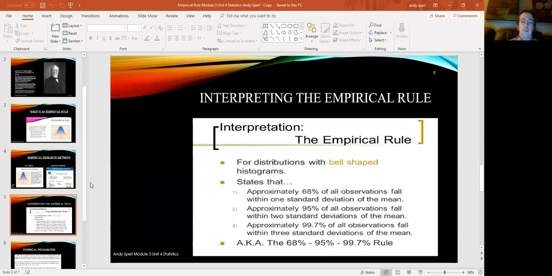Now, interpreting the empirical rule. The interpretation of the empirical rule for a distribution with a bell-shaped histogram states that approximately 68% of all observations fall within 1 standard deviation of the mean. Approximately 95% of observations fall within 2 standard deviations of the mean. And approximately 99.7% of all observations fall within 3 standard deviations of the mean, aka the 68, 95, 99.7 rule for the empirical rule.